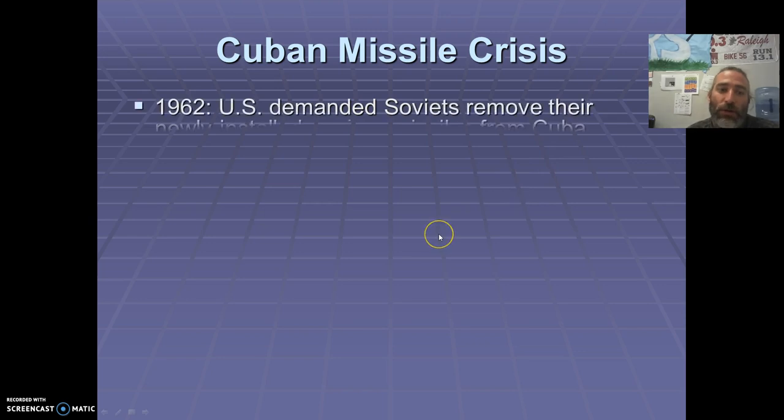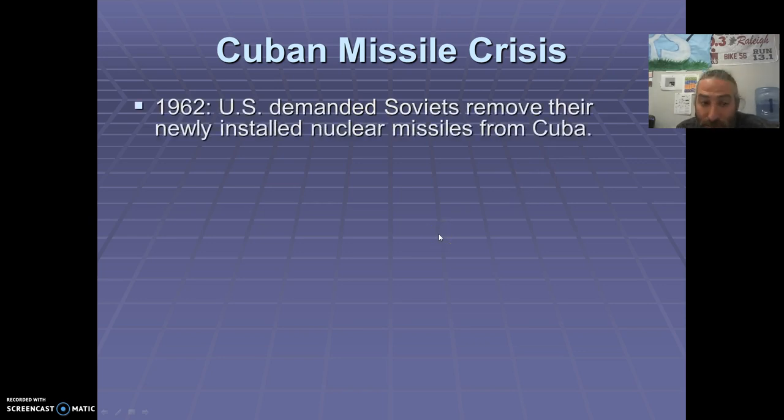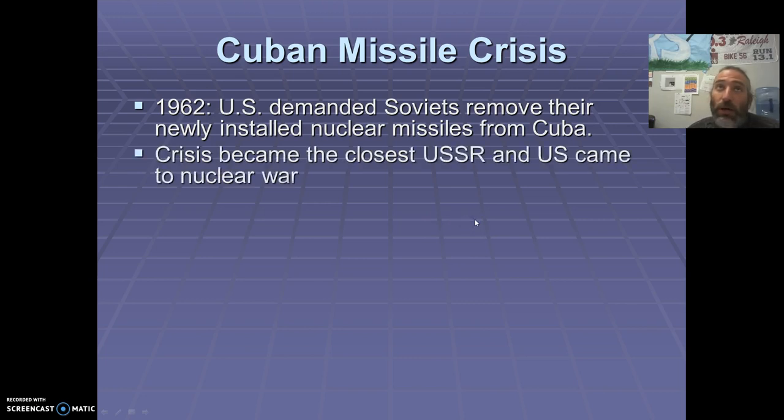This is going to lead to the next issue between the United States and Cuba and the Soviet Union, and that's the Cuban Missile Crisis. In 1962, a United States spy plane flying over Cuba spots some intercontinental ballistic missiles. They're nuclear weapons that are being installed from the Soviet Union. The United States demands that they are removed because we don't want missiles that can reach our shores in that short of a period of time.